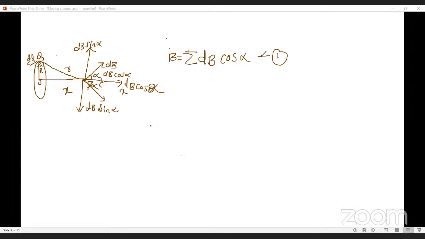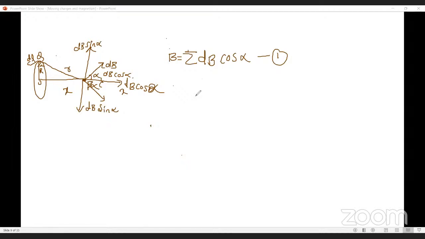The magnetic field dB is resolved into two components along the x and y axis. Here the y components, that is the sin alpha component, will vanish. The dB x components will be added up. Therefore the magnetic field is given by the summation of dB cos alpha.